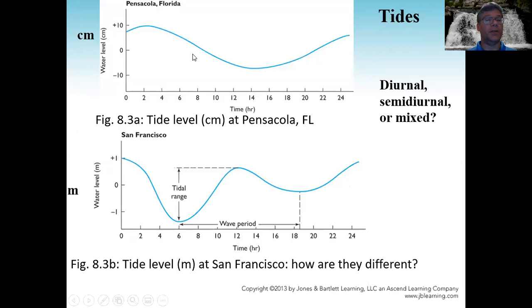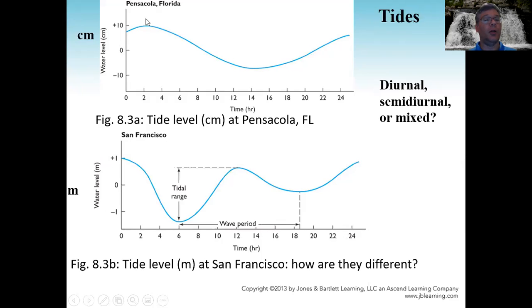Here are a couple of examples of tide cycles. The first one is for Pensacola, Florida, Panhandle right next to Alabama. And then the bottom one for San Francisco. Scale here, hours 0 to 24 for both of them. So these both are showing a full day. And we can see different patterns.